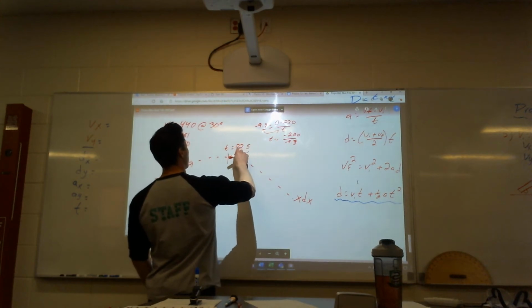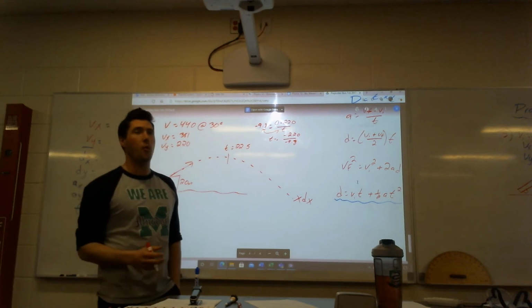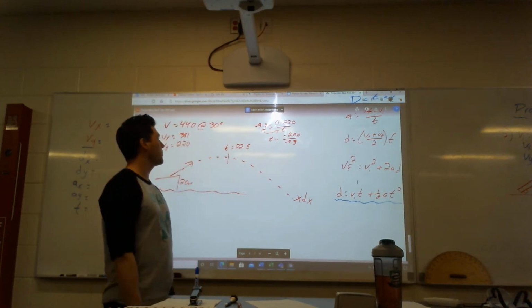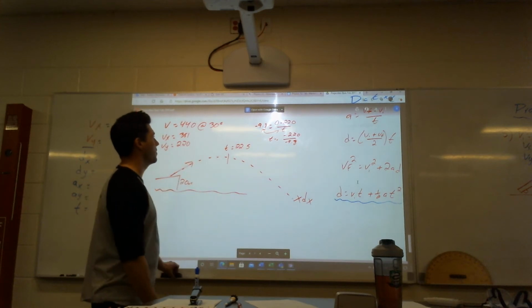22.5 seconds. That's a long time that it is in the air. But again, you're shooting at 440 meters per second. This thing's going to travel pretty far. So we got our first time there. I'm going to erase this.